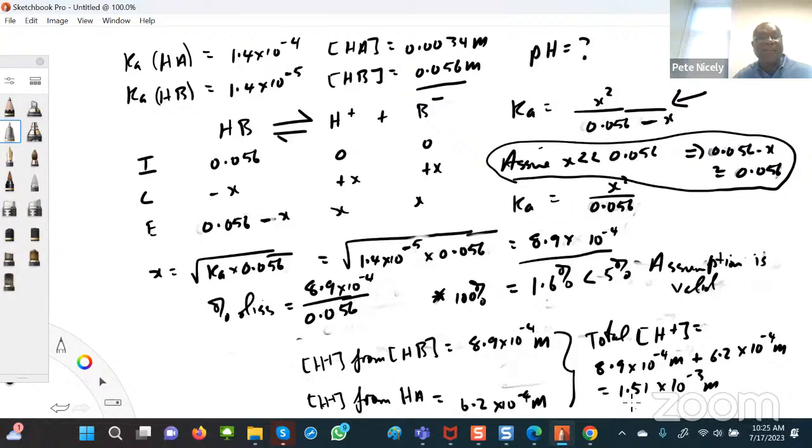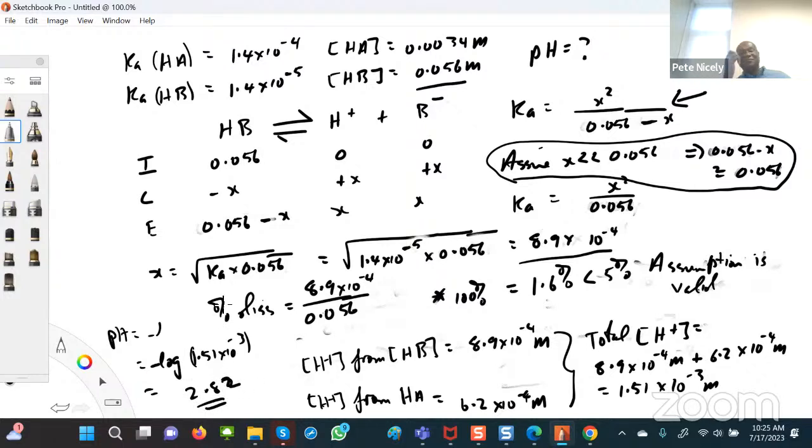And therefore the pH, let me do it over here. The pH of this solution will be equal to minus log of 1.51 times 10 to the minus 3. And according to my calculation, this works out to be equal to 2.82. And that would be how that is done.